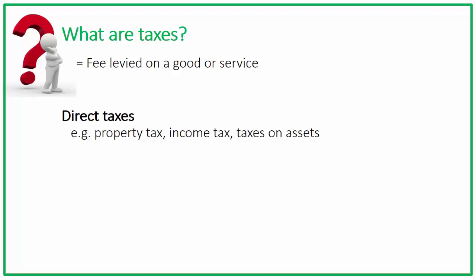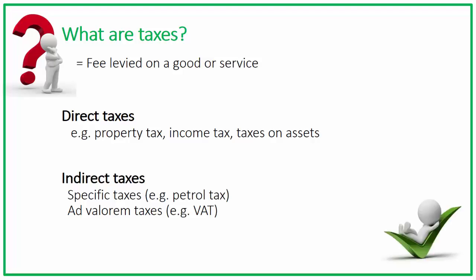A direct tax has to be paid directly by an individual or organization and cannot be transferred to another person or firm. Some examples are property tax, income tax, or taxes on assets. An indirect tax can be shifted from one taxpayer to another. On the one hand, there are specific taxes such as the petrol tax, where the amount per unit is fixed. On the other hand, there are ad valorem taxes, which are a percentage of the price or value added at each stage of production. VAT is a typical ad valorem tax.